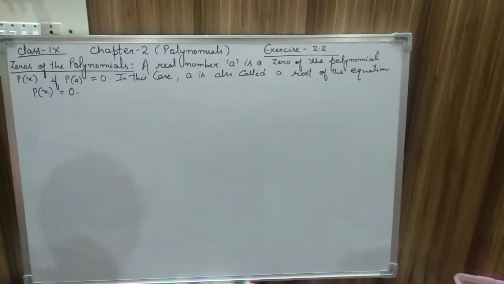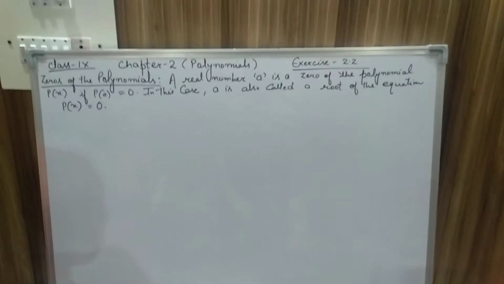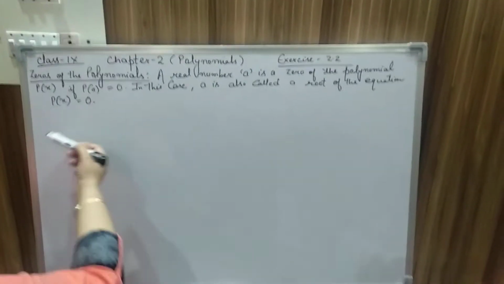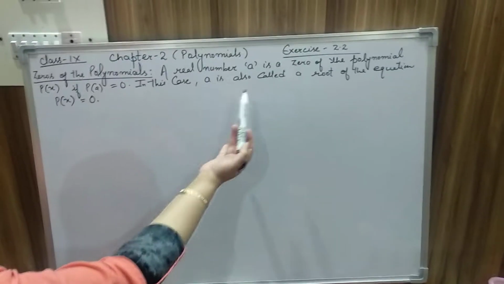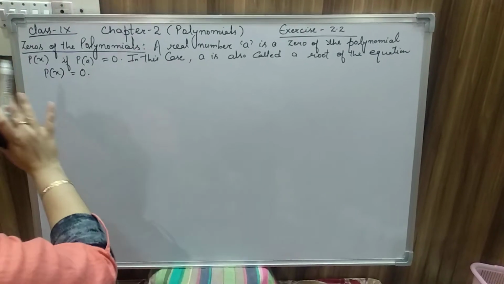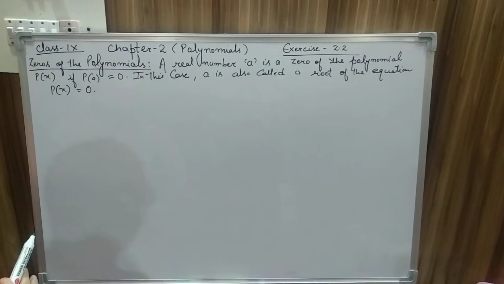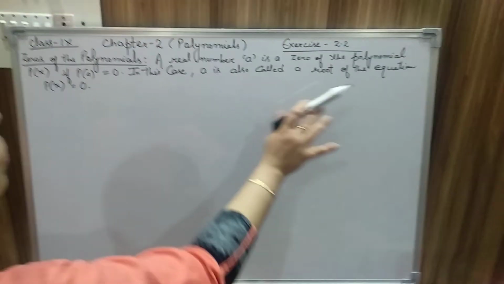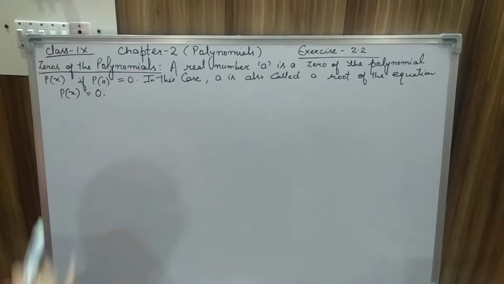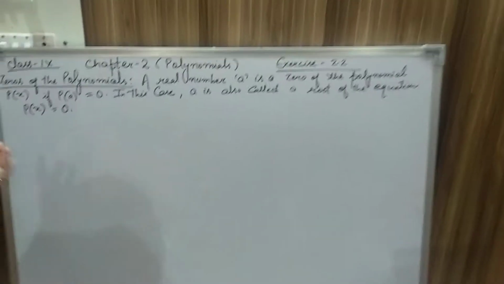Good morning students. Today we will start with the topic zeros of the polynomial, which is a very important topic. Zeros of the polynomial. You know what polynomials are? Let a be any real number. Is a a zero of the polynomial p(x) if p(a) is equal to 0? In this case, a is also called a root of the equation p(x) = 0. Right? Now I will explain this topic with the help of an example.